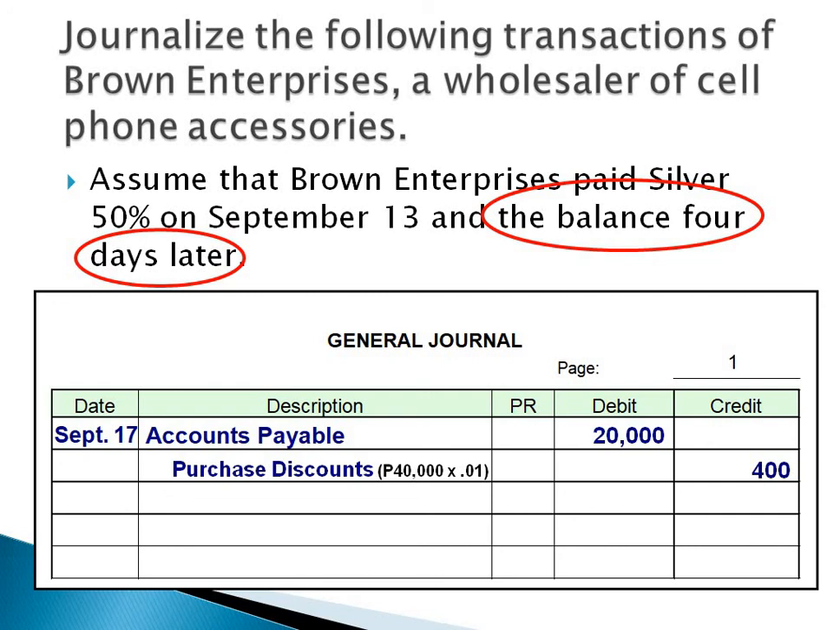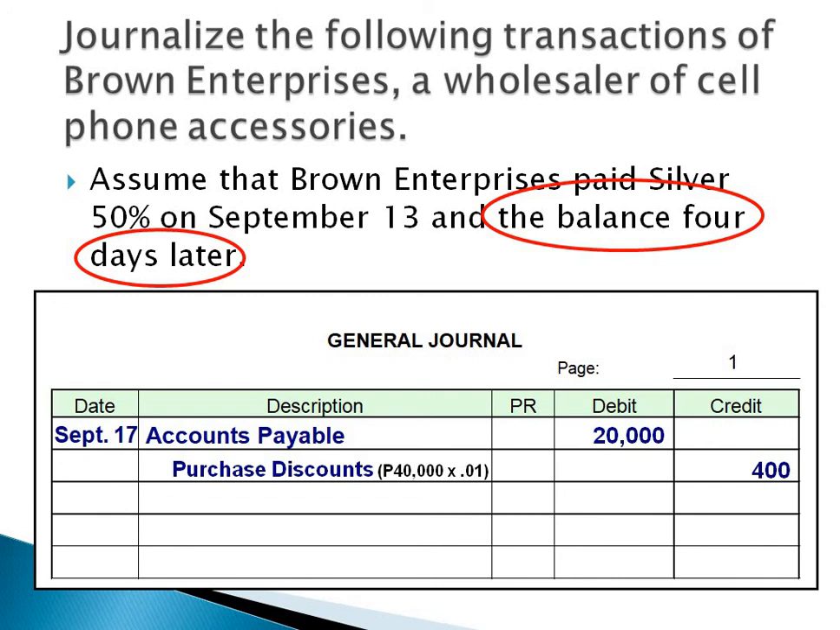Now, you may want to clarify, what if Brown was able to complete the payment of its accounts payable beyond the discount period of 10 days? Let's say final payment in full was made on September 20, which is more than 10 days already from the date of purchase or date of sale. Should we record any discount? Of course not. Even for its partial payment within the discount period on September 13, Brown is not entitled to a discount because it failed to make full or complete payment within the discount period.